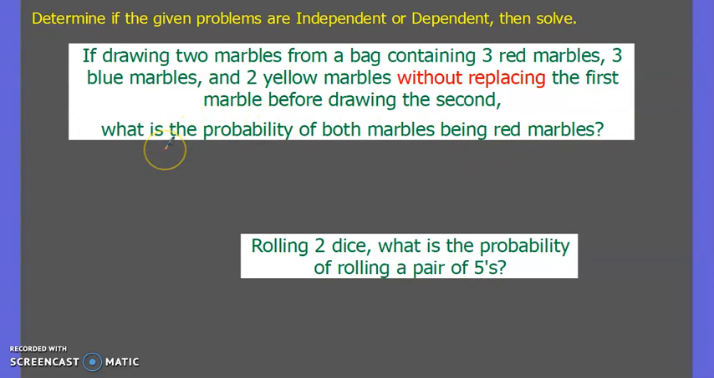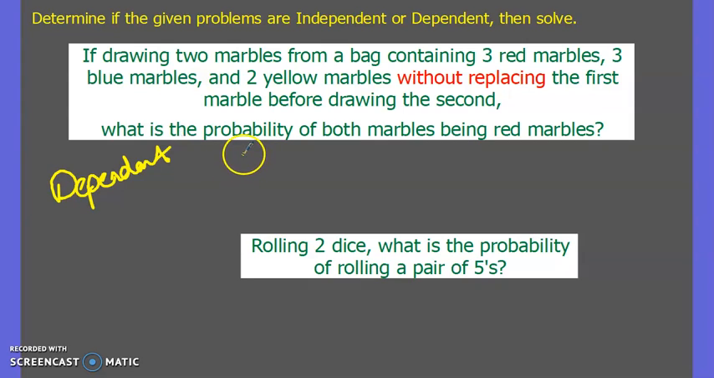So up top here, we've got drawing 2 marbles out of a bag of 8 total marbles. We've got 3 red, 3 blue, 2 yellow, without replacing the first one. So again, that without replacement idea means that I'm thinking this is a dependent event. We're going to be dependent. What's the probability that both marbles are red?